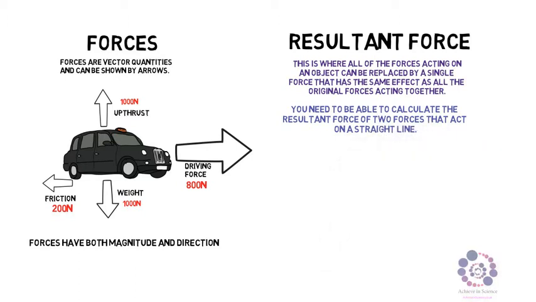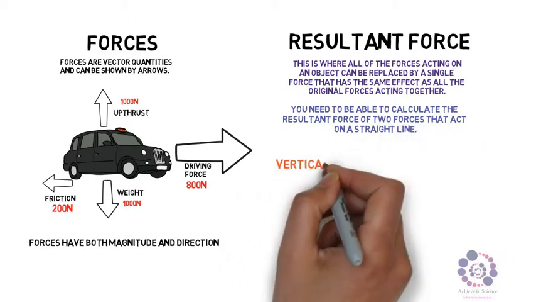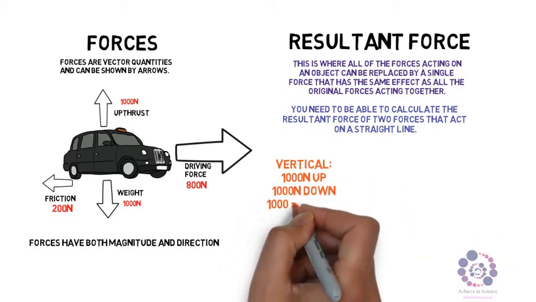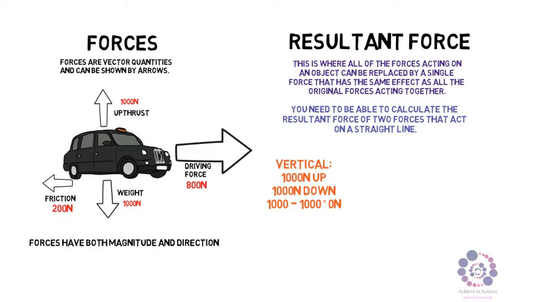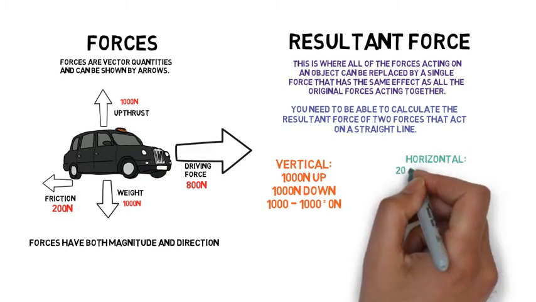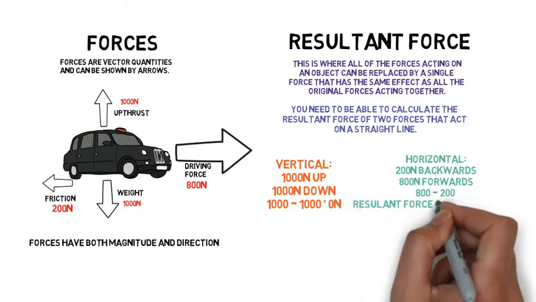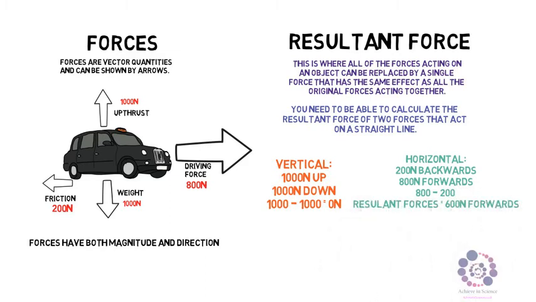So let us begin with a vertical force. We have 1000 up, 1000 down, and therefore if we subtract these together, we actually find out there is a 0 resultant force. Now for the horizontal, 200 back, 800 forward, which means there is a difference of 600 newtons acting forwards.